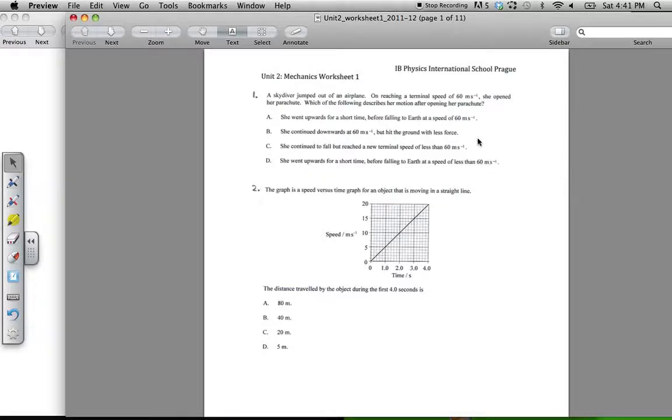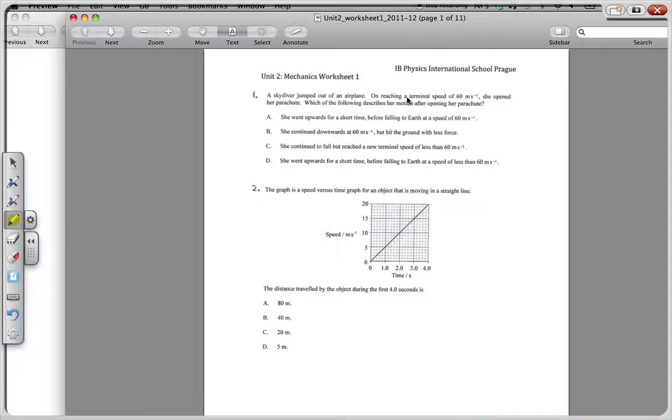So starting with the first one, a skydiver jumped out of an airplane. On reaching terminal speed, so there's a very important point, terminal speed, let me just get the highlighter here, he reached terminal speed of 60 meters per second. She opened her parachute. Which of the following describes her motion after opening her parachute?